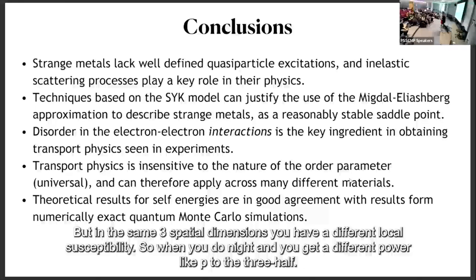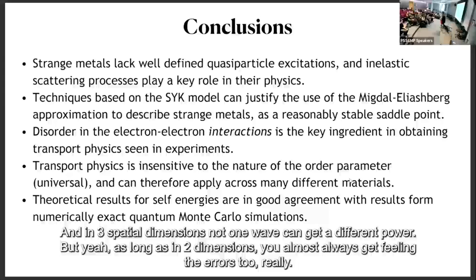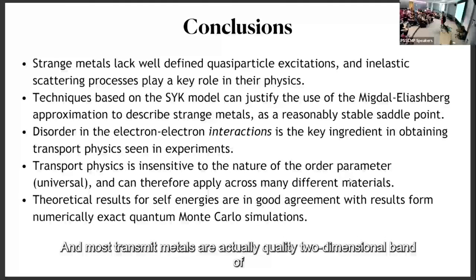But in 3 spatial dimensions, you'll have a different local susceptibility. So you'll get a different power, like T to the 3/2 in 3 spatial dimensions. So that's one way you can get a different power. But yeah, as long as you're in 2 dimensions, you'll almost always get T-linear resistivity. And most strange metals are actually quasi 2-dimensional at the end of the day.